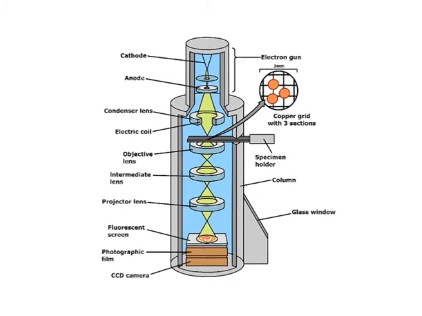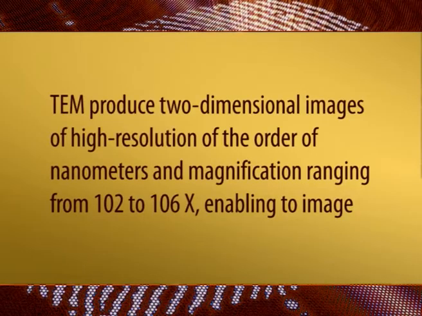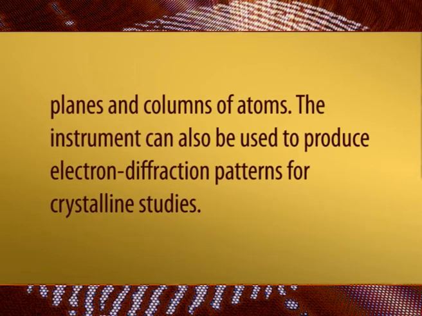This technique allows visualization of samples on a molecular level, allowing topographical, morphological as well as compositional studies. TEM produces two-dimensional images of high resolution, of the order of nanometers, and magnification ranging from 10^2 to 10^6 times, enabling imaging of planes and columns of atoms. The instrument can also be used to produce electron diffraction patterns for crystalline studies.